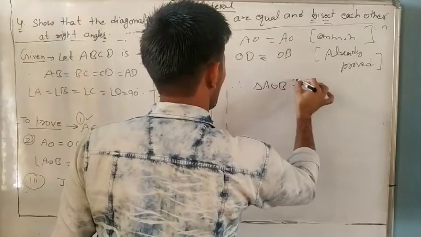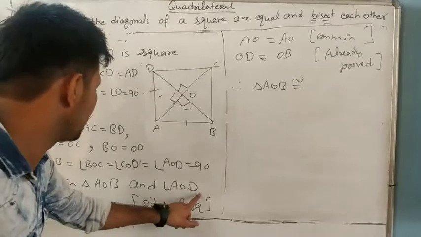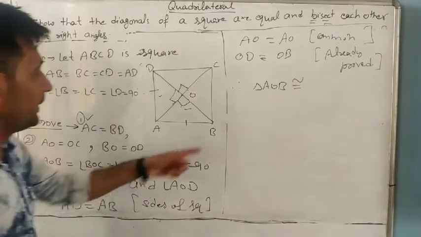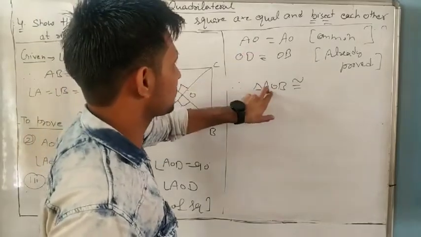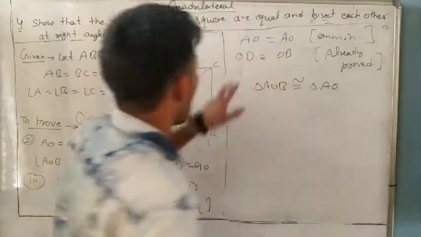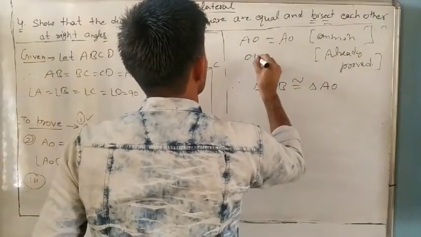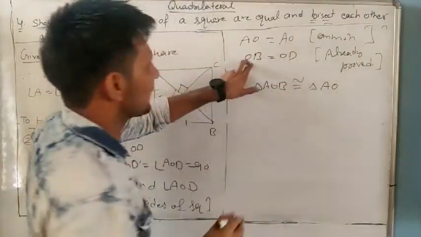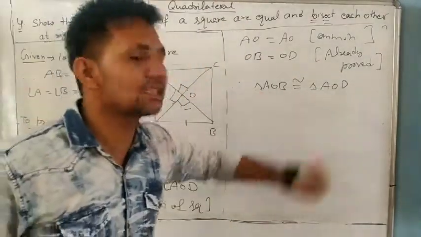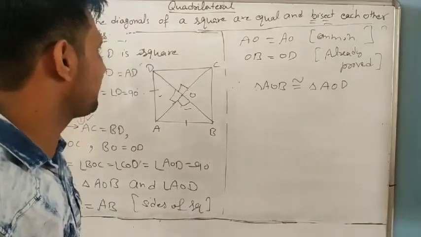AOB congruent to AOD. Don't write AOD directly, first we will check AOB. So AO is first and first here also. Now OD, now OB. You can write OB equal to OD. So OB is last here. So these are congruent. And if these two triangles are congruent, it means corresponding parts are always equal. Corresponding parts are which ones?